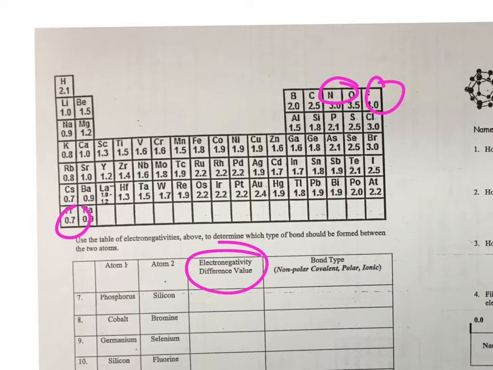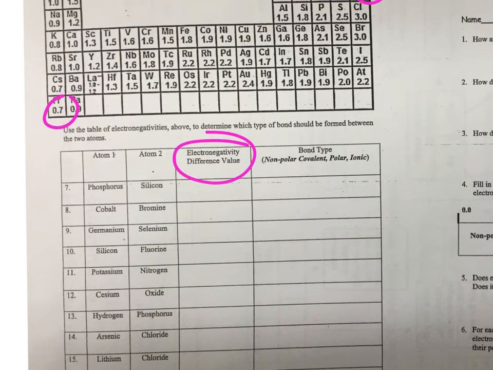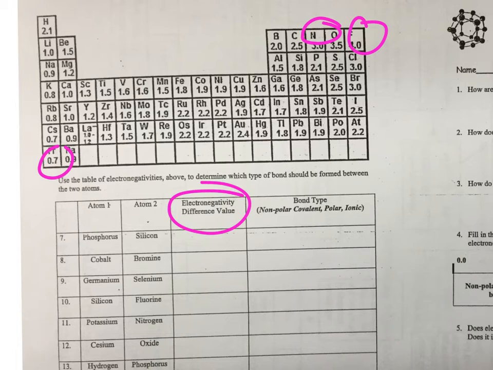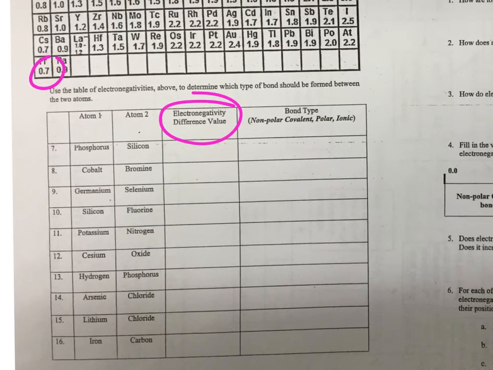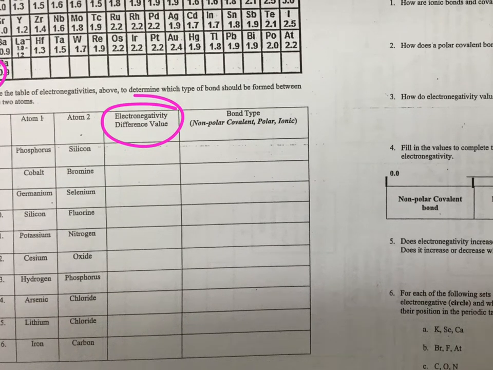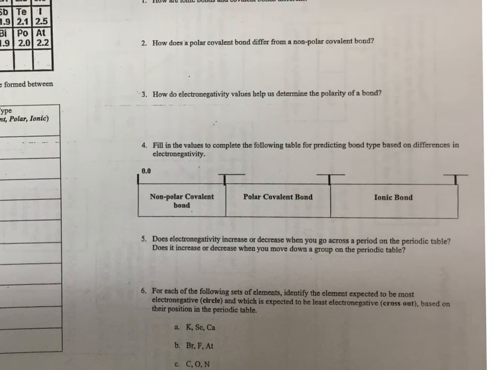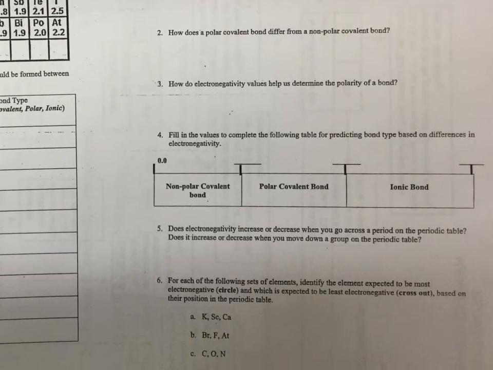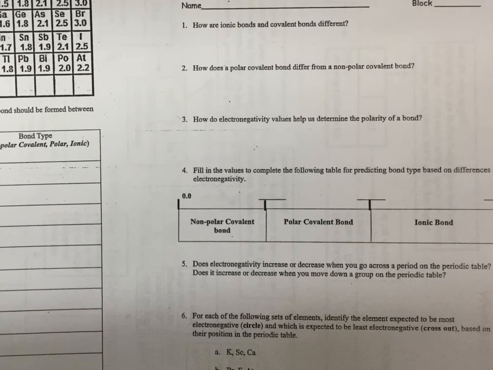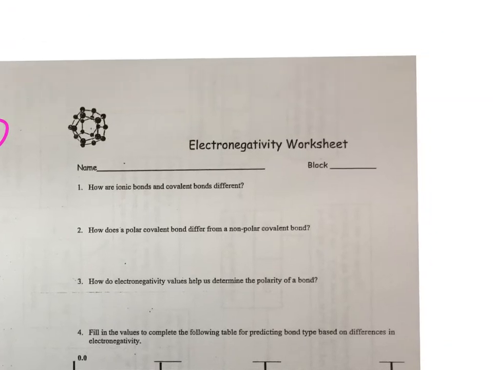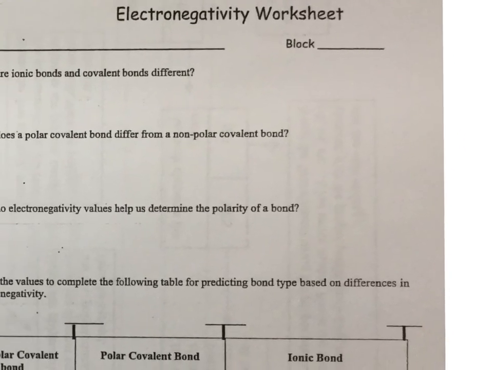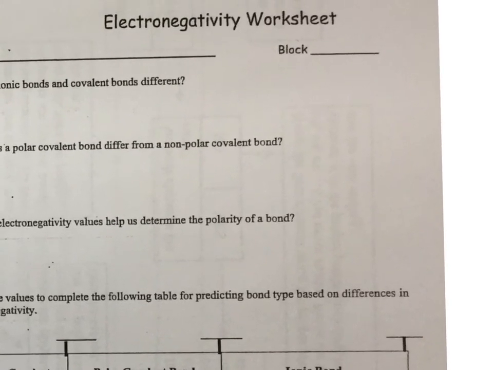Okay, so you should have just done simple subtraction for this whole column, and then you should have applied it to what was on the spectrum over here on number 4. Okay, to figure out if they were polar covalent or non-polar covalent. We're going to talk though about what those actually mean now. Okay, so for the electronegativity worksheet, the right-hand side of your page, we're going to fill out those.